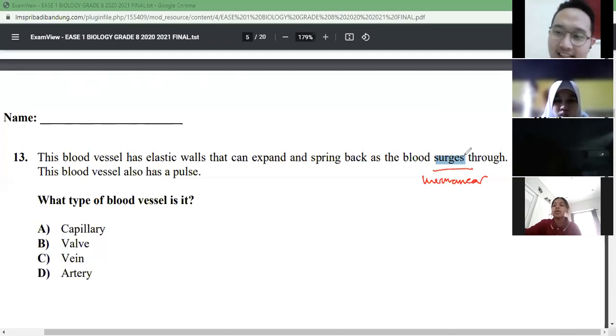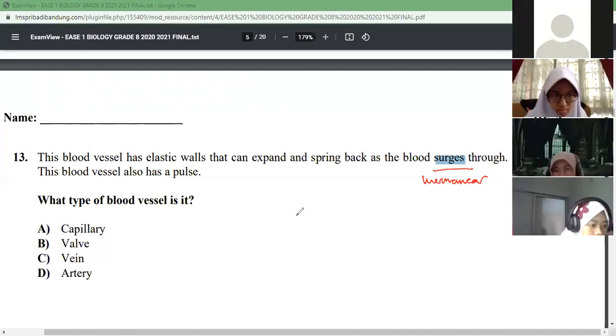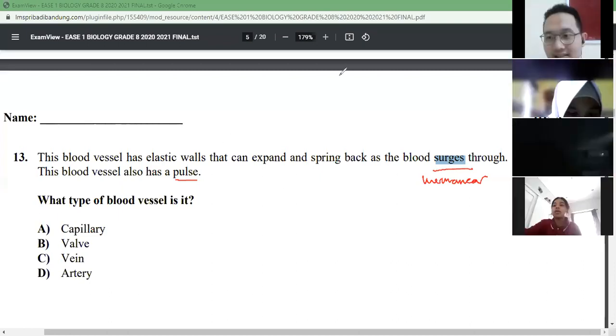Any thoughts? Any guess? This blood vessel also has a pulse. For example, if you want to check your pulse, you need to push a bit on your wrist or your neck. So it's located deeper in our body, deep down in our skin, so we need to apply a bit of force to feel the pulse. So which type of blood vessel is it? Any thoughts?